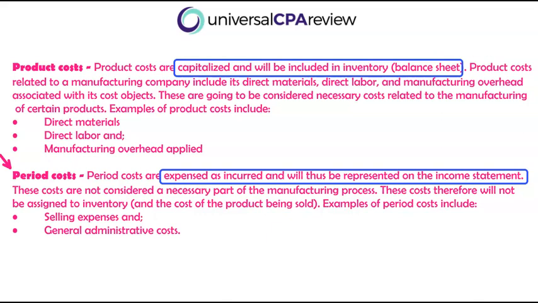So period costs are going to be costs that are not considered a necessary part of the manufacturing process, right? Doesn't mean that they're not important, just means that they are costs that are not related to the manufacture of the product. So these are therefore not going to be assigned to inventory. They're going to go straight to cost of goods sold when that inventory is sold. It just means that they're going to be separated on that income statement, all right? So this is going to include things like selling expenses and general admin expenses.